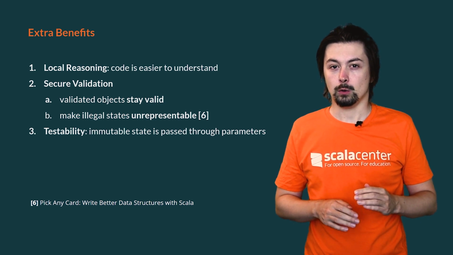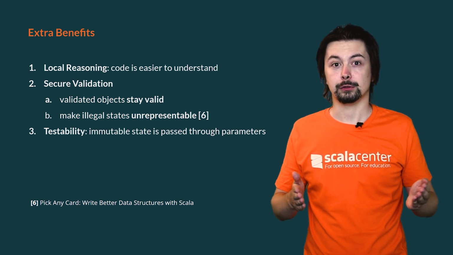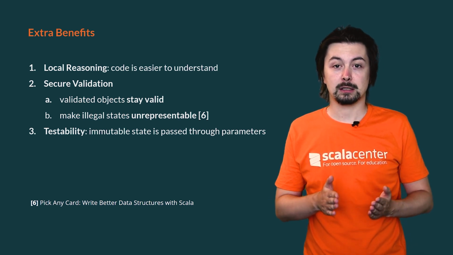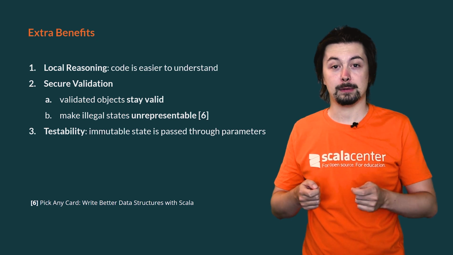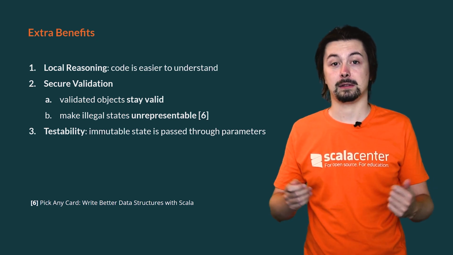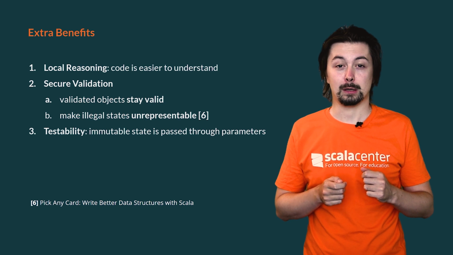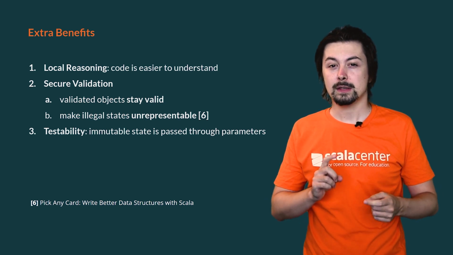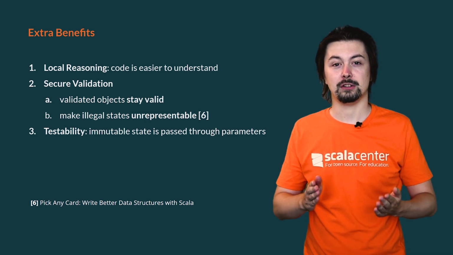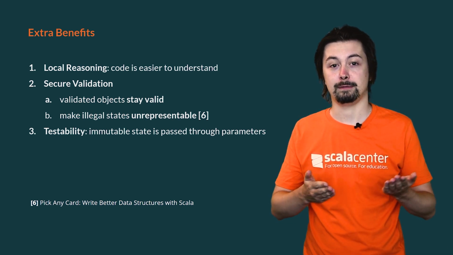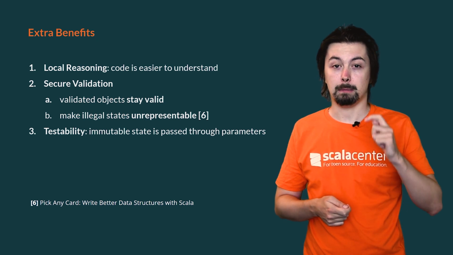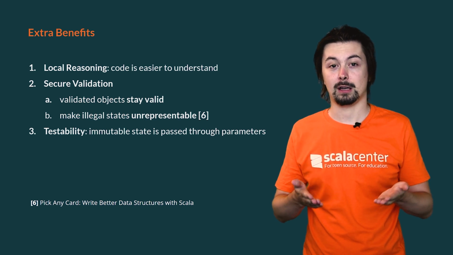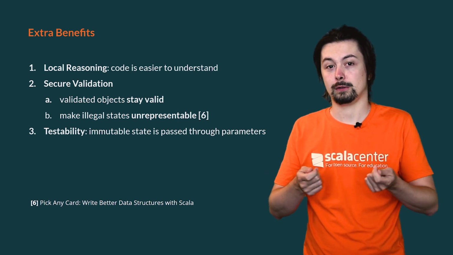Third, your code becomes more testable by default. Because immutable data cannot change, dependencies must be passed around explicitly through parameters and results to make any updates. This means that we can more easily control the state of an application that we are testing. This has a double-edged sword, however, that potentially leads to more boilerplate-heavy code. But boilerplate can be managed either with metaprogramming or with wrapper types like the state monad, which I will not explain in this video.